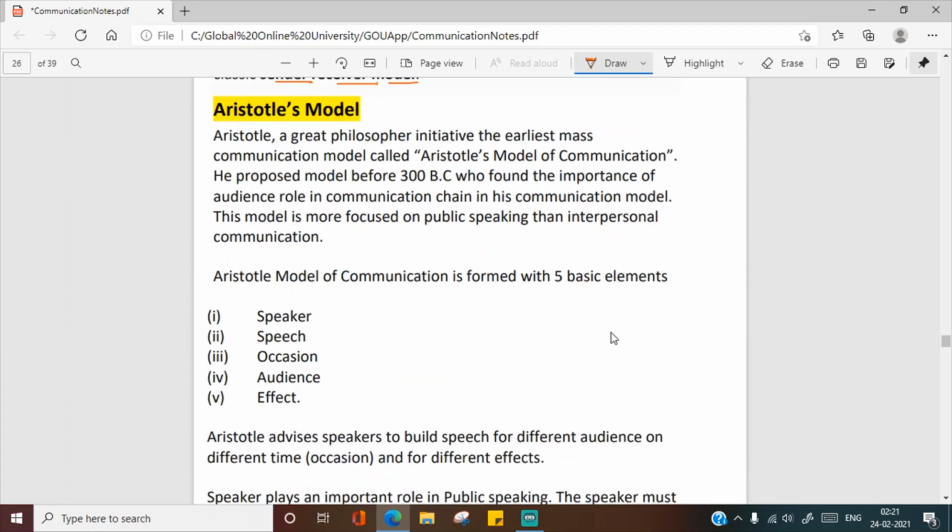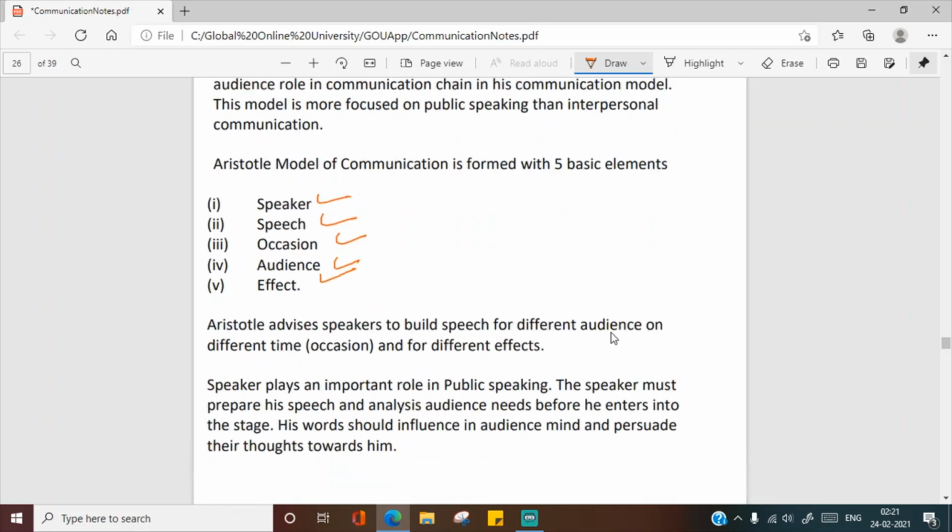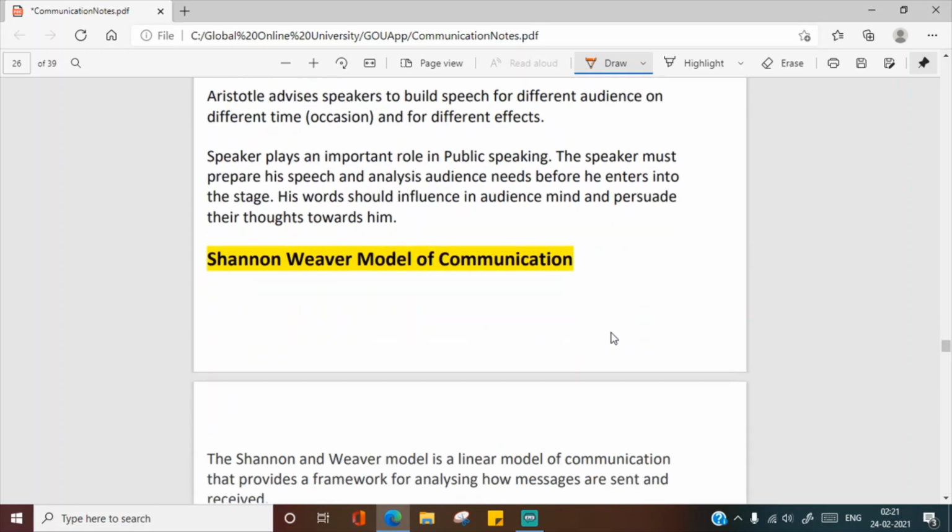Aristotle model. What the Aristotle model of communication says is that the basic elements are speaker, speech, occasion, audience, and the effect. So these are the five basic components of this model. The speaker plays an important role in public communication. Like we said, it is a kind of model which is applied in mass communication.